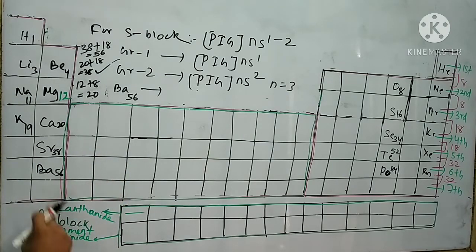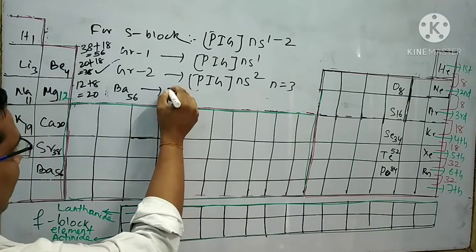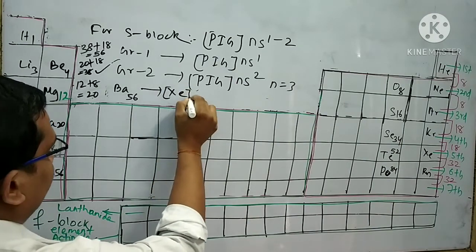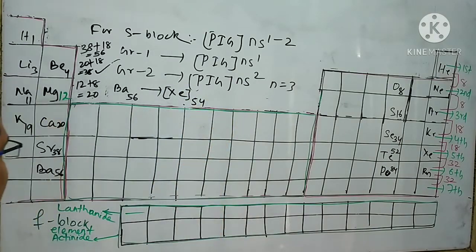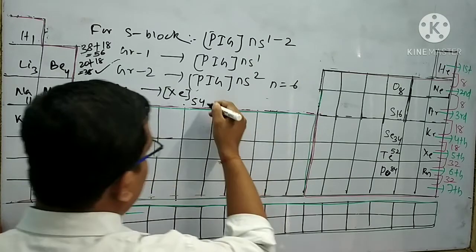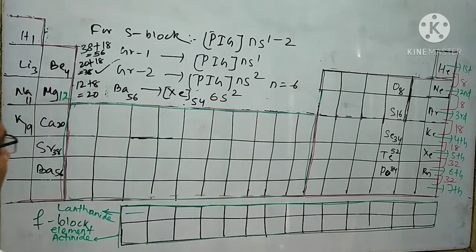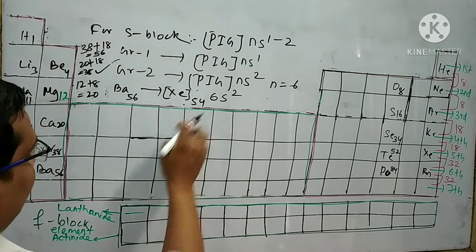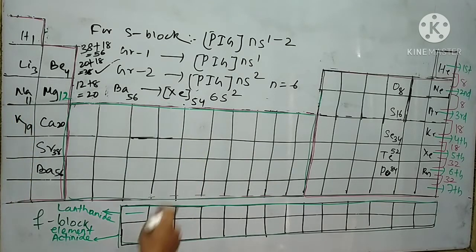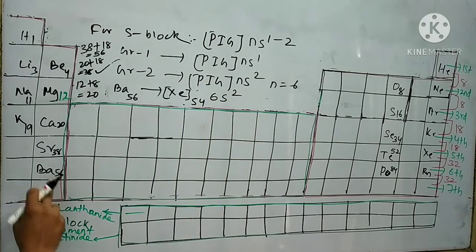The previous inert gas of barium is xenon, so it is bound to write here xenon 54. Barium belongs to the sixth period, so here n is equal to 6. So here I can write 6s2. Finally, the electronic configuration of barium is xenon 54, 6s2. 54 plus 2 equal to 56.